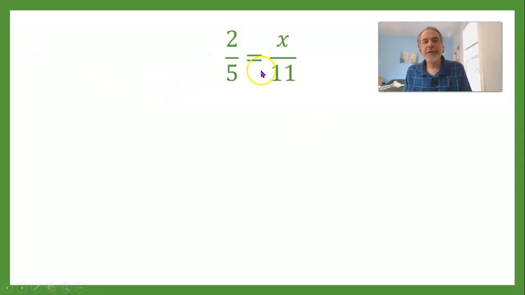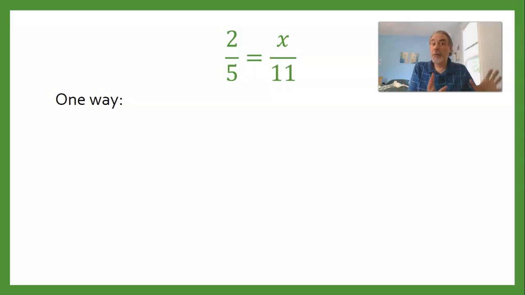2 over 5 equals x over 11. Now, I know of a couple of different ways that you could go about solving this, a couple different ways you could think of what's going on here. One way is to do it the way we talked about in the last section. When you have an equation that involves fractions, look at the denominators of those fractions and figure out what the lowest common denominator would be.